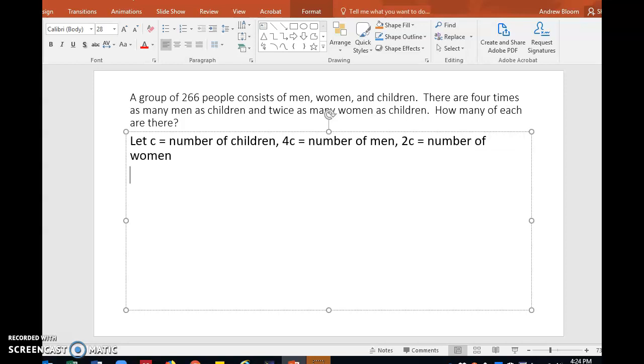Now I can go ahead and create my equation. And what I'm told is that I have 266 total people, which are all the men, women, and children. And so my equation in this case actually turns out to not be too bad. C, the number of children, plus 4C, the number of men, plus 2C, the number of women, needs to be equal to 266. Combine like terms, I get 7C equals 266. And then divide both sides by 7, and I get that C is equal to 38.